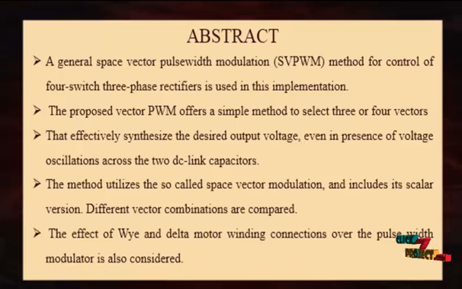The proposed implementation is modeling, modulation and control of the 3-phase 4-switch PWM rectifier. A general space vector pulse width modulation method for control of the 4-switch 3-phase rectifier is used in this implementation. The proposed vector PWM offers a simple method to select 3 or 4 vectors that effectively synthesize the desired output voltage, even in the presence of voltage oscillation across the two DC link capacitors.